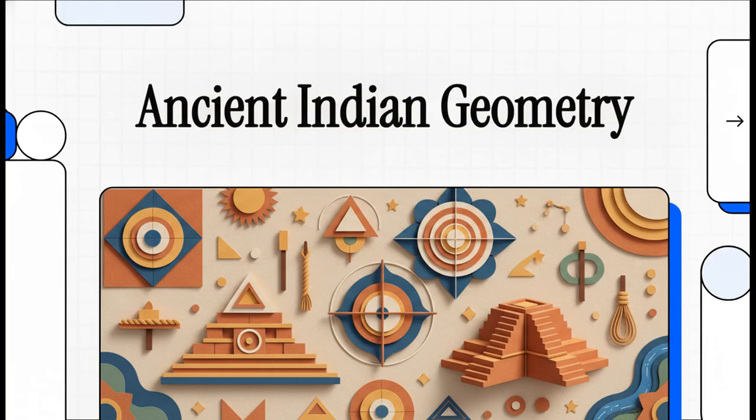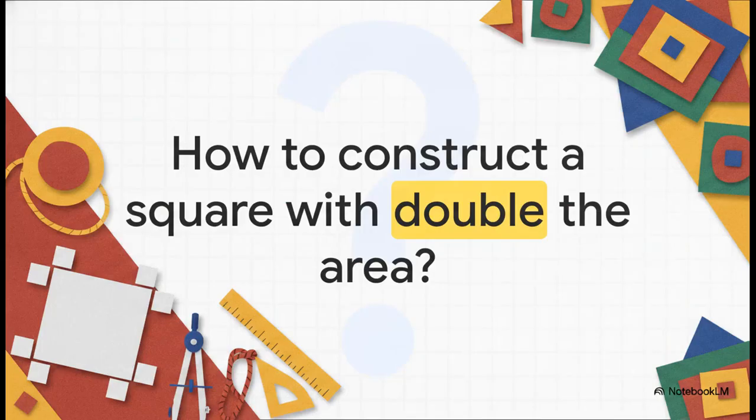Forget about memorizing those dry formulas from an old textbook. It is absolutely amazing to realize how these early mathematicians used highly visual, tactile methods to solve some seriously complex spatial problems. So let's just dive right into it.